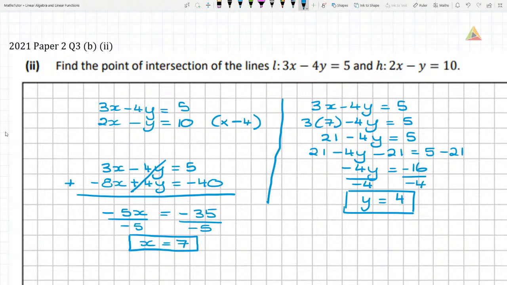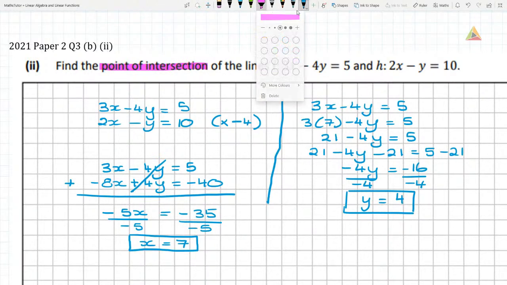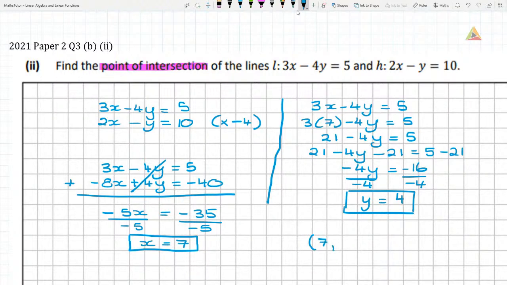The only thing that I have to answer here is that it says find the point of intersection. So this is a little bit different. So it's from paper 2. So it's a little bit different to the algebra we were looking at a minute ago. I now need to put these together as a coordinate. So we're going to say 7, 4.